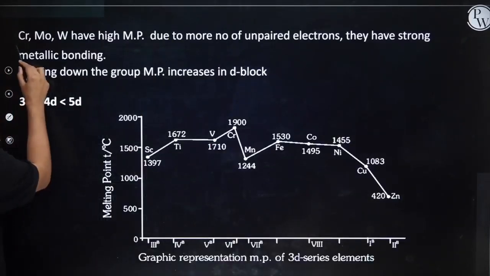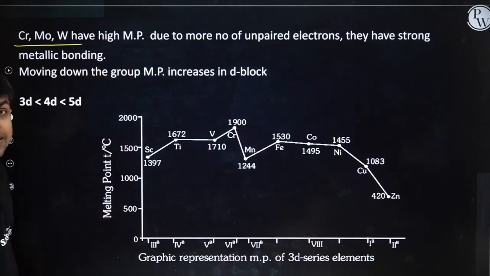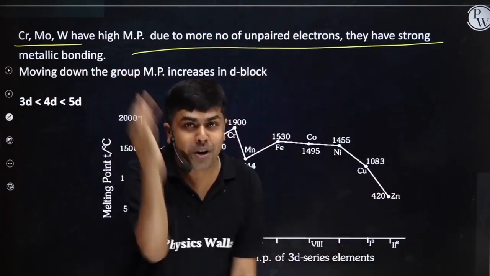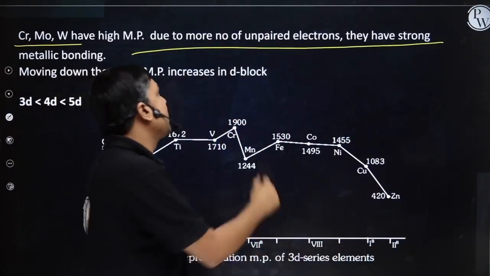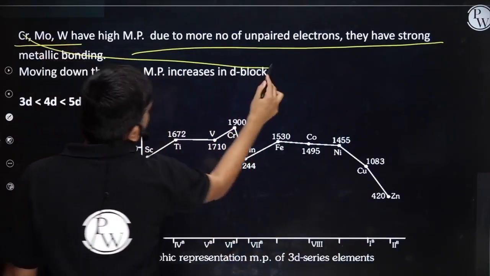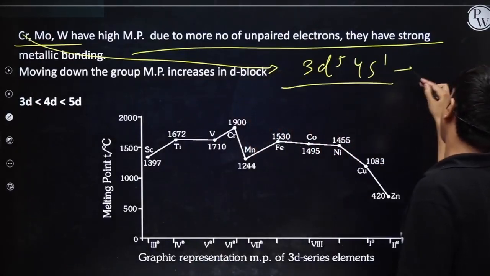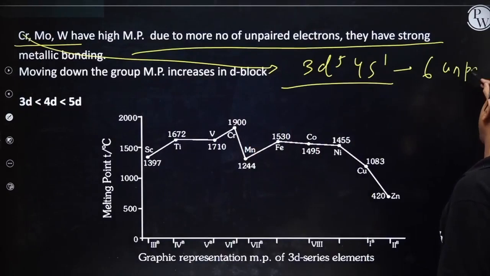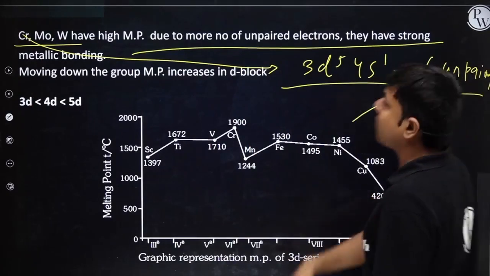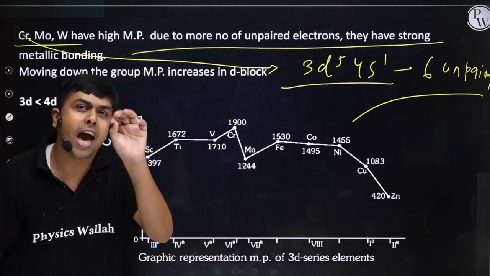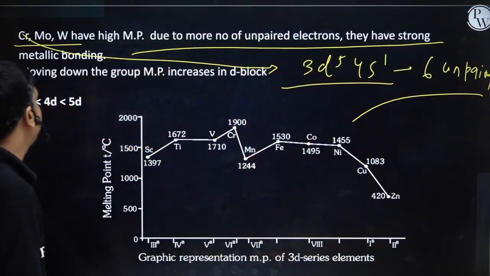Chromium, molybdenum and tungsten have high melting points due to more number of unpaired electrons. More is the number of unpaired electrons. If I talk about chromium, 3d5 4s1, a total of 6 unpaired electrons. More is the number of unpaired electrons, higher is the strength of metallic bonding, higher will be the melting point.